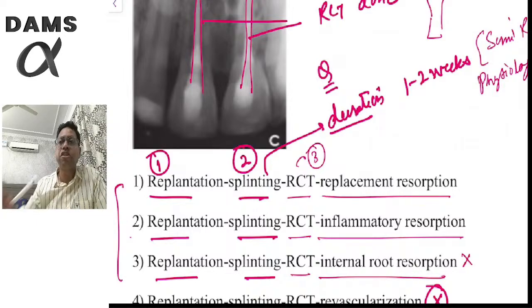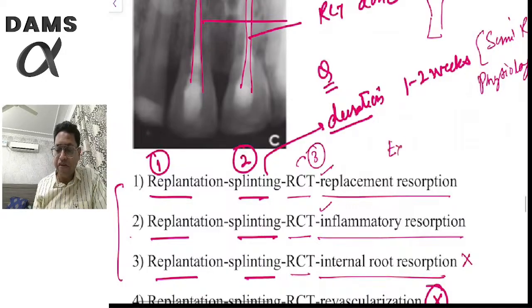We have excluded options number what? 3 and 4. Now replacement resorption and inflammatory resorption. What is the difference between these two, replacement and inflammatory resorption? They are both types of external resorption.